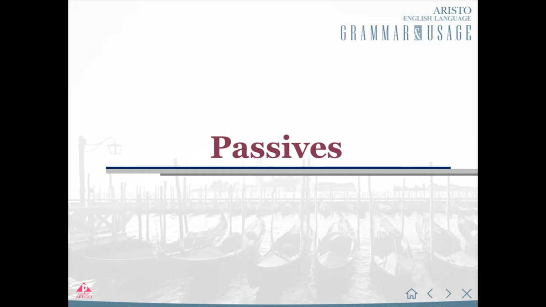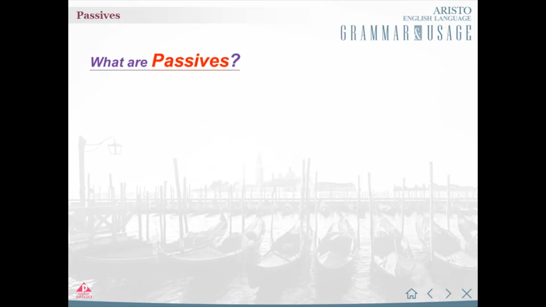In this video, we will be learning about passives. What are passives? First, let's take a look at how we form passives. When forming the passive in the present simple tense, we combine the present form of be with the past participle of a verb.